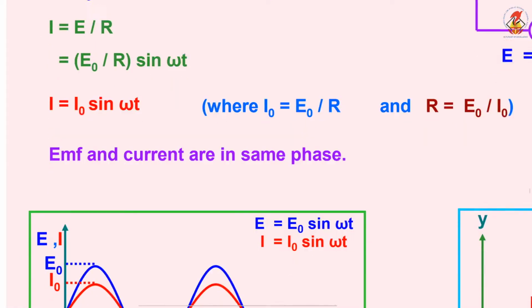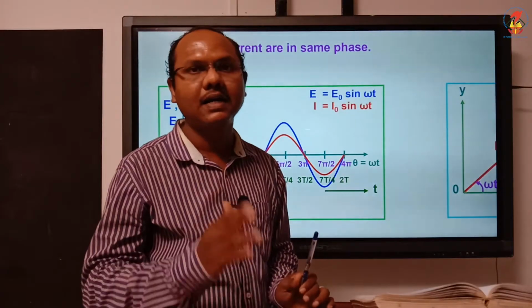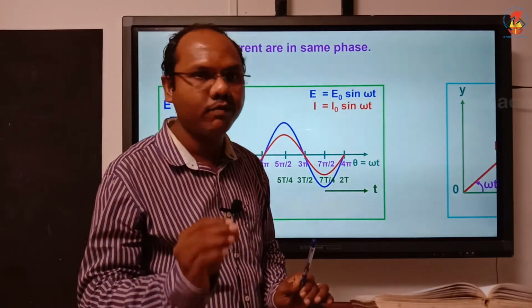Therefore we can write, when I draw the graph, it will be like this. Blue stands for EMF and red stands for the current. The graph will be the same sine wave. Their starting point is the same. They reach the maximum value at the same time, that is T by 4, and again they come to 0 at the same time. Both of them behave in the same pattern. That is why we say current and voltage are in the same phase.